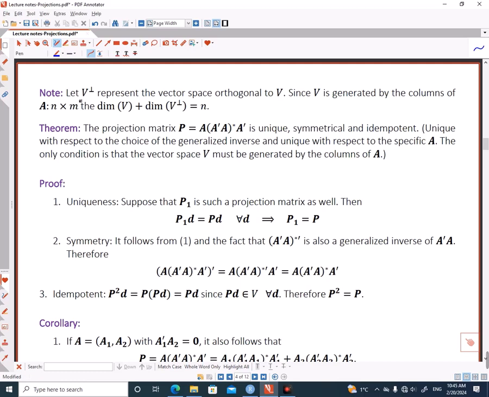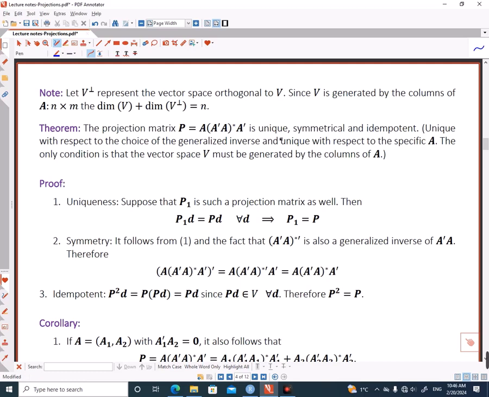which I represent by V perpendicular, since V is generated by the columns of A, the dimension of V plus the dimension of this orthogonal space is equal to n. We keep this in mind, and then we will use it later on. But another theorem which plays a substantial role in getting a unique solution for the estimate of responses in a linear model is to show that the projection matrix obtained this way is unique.